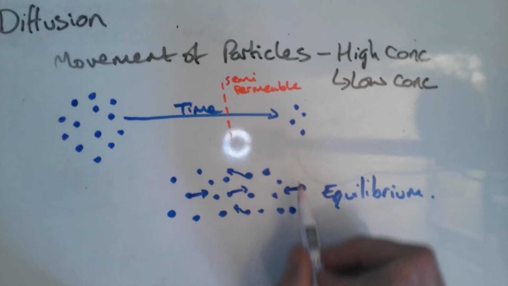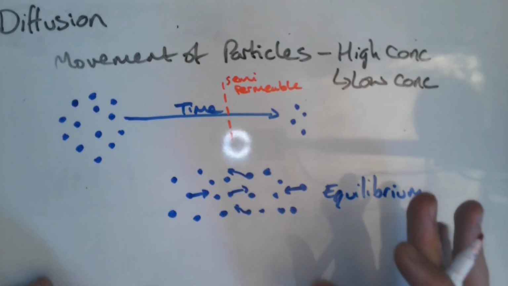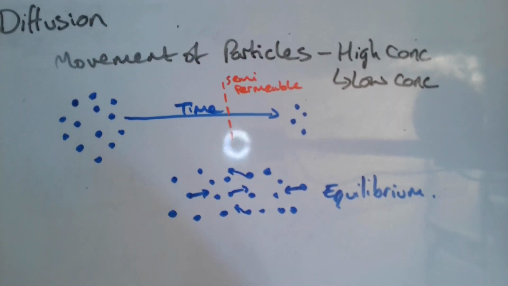Particles are then going to move backwards and forwards at an equal rate to maintain the equilibrium. And that's everything you need to know about diffusion.